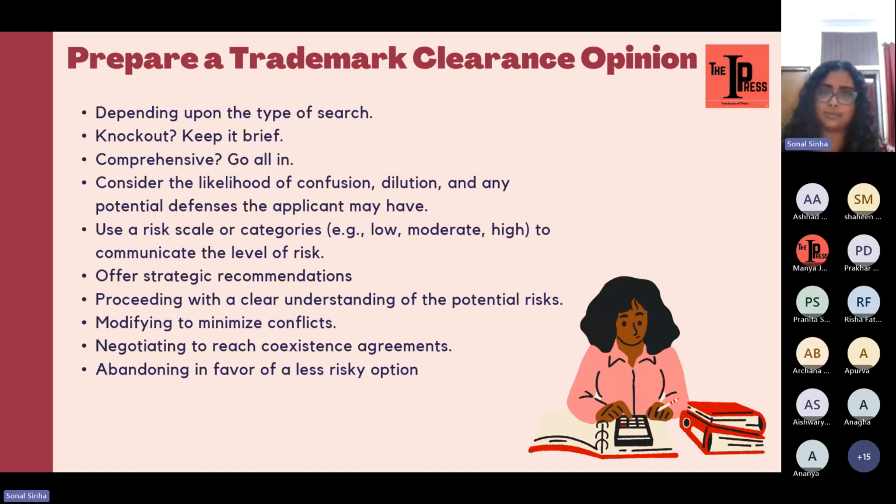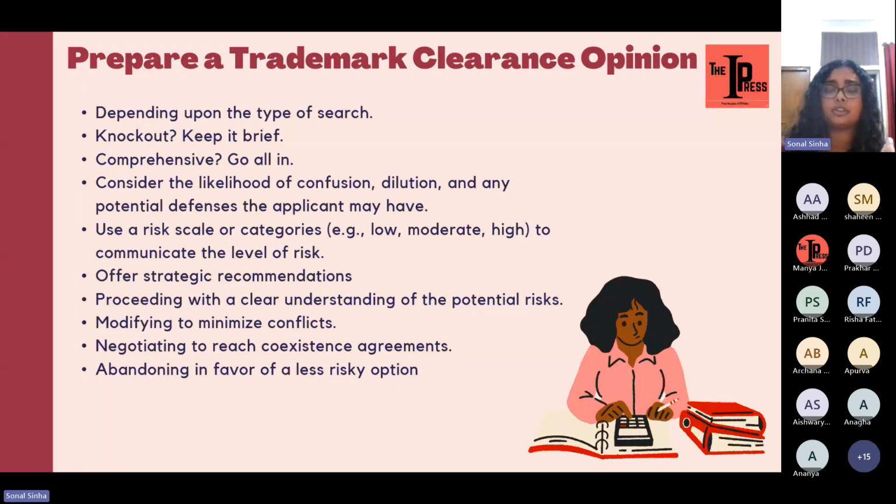Yes, this seems to be a very low risk mark, you can go ahead with it. Or there seems to be a very high risk to this mark, please don't go ahead with it, we would advise against it. If it's a comprehensive search that you're doing, then you will, of course, go all in. You will give your client a background of what is the mark, what classes they are going under, and what classes you conducted a search in.